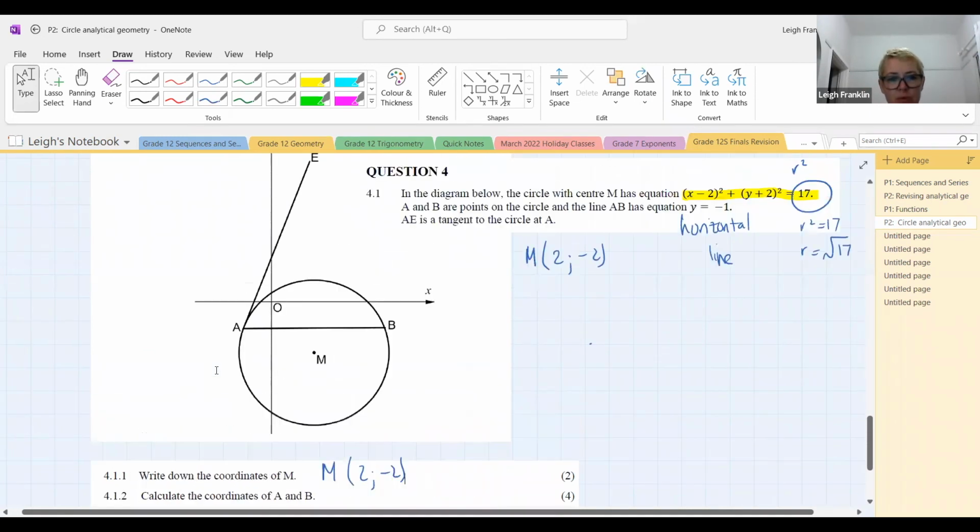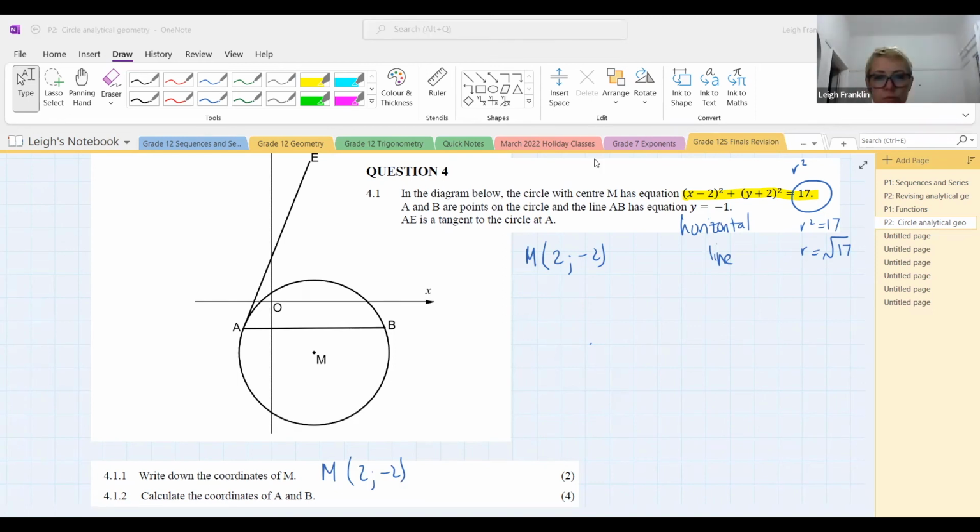So what should we do here with the information we've been given? What do you guys think? How would we work out the coordinates at A and B? Remember, we already know what the y coordinate is. A and B are points that lie on the circle. So what do they want us to do? Exactly, they want us to sub the -1 into the equation. All right, 100%.